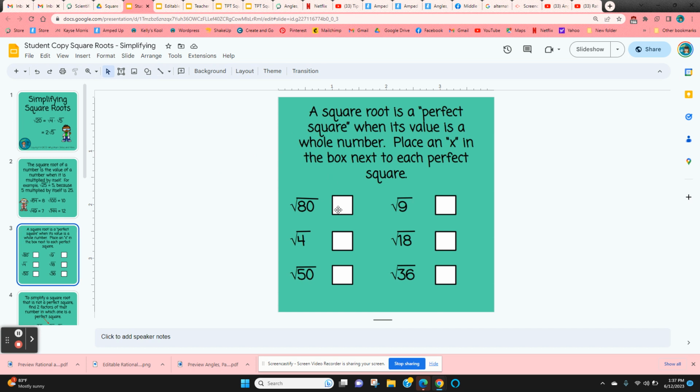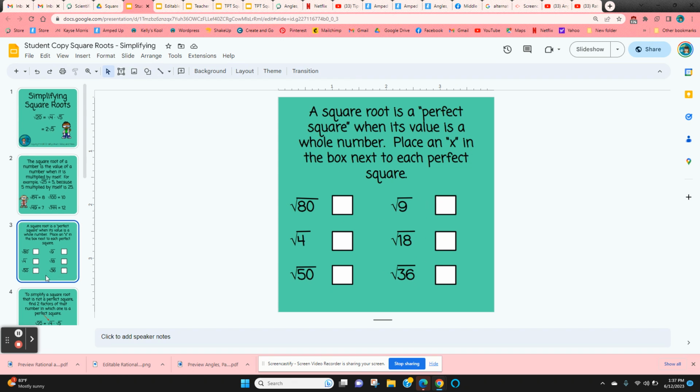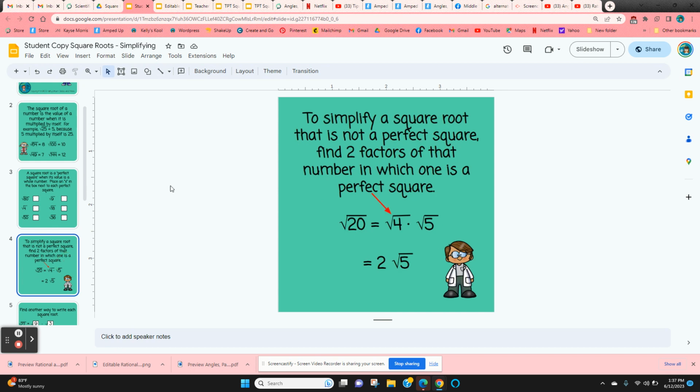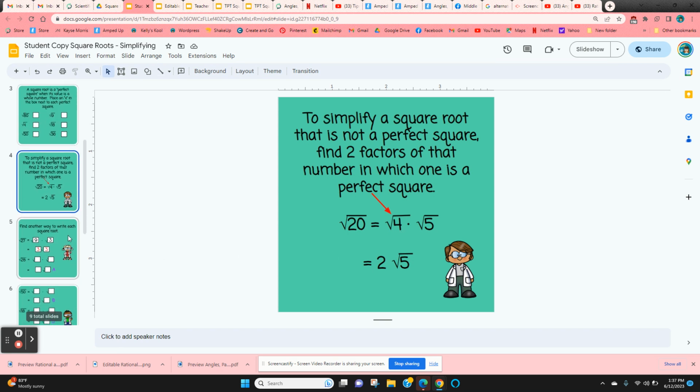On the next slide, students are going to mark an X in the box next to the perfect squares. So it'd be square root of 4, square root of 9, and square root of 36. And then if they want to simplify a square root that's not a perfect square, they have to find two factors of that number in which one is a perfect square. So there they get 2 square root of 5.